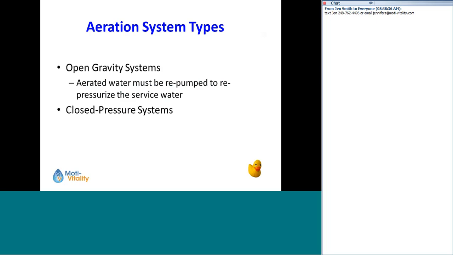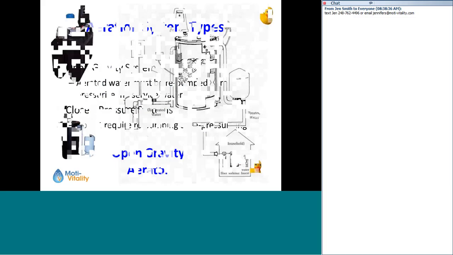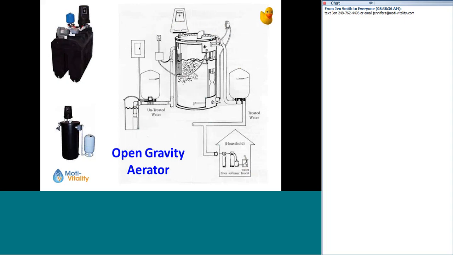Then you have closed pressure systems. These don't require repumping or repressurizing, and let's show you how they work. Okay. So this is an open gravity aerator, and what this is mostly used for are things like methane gas or dissolved oxygen in the water.